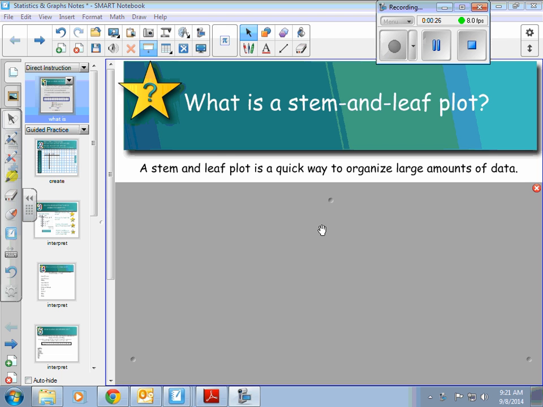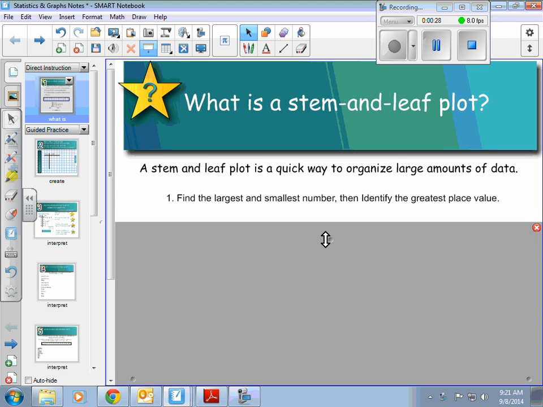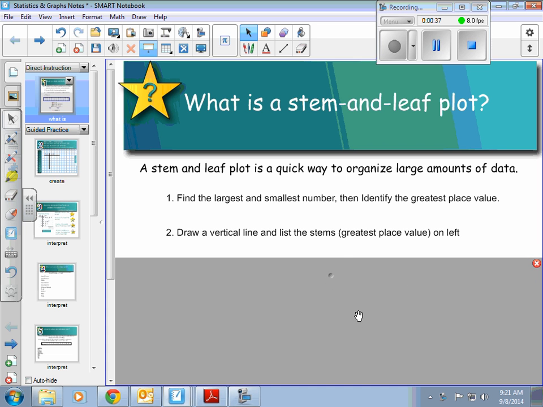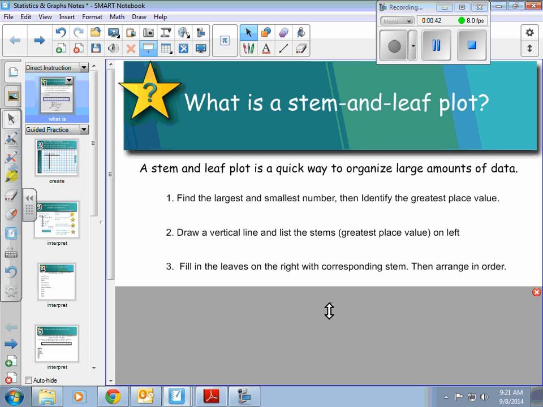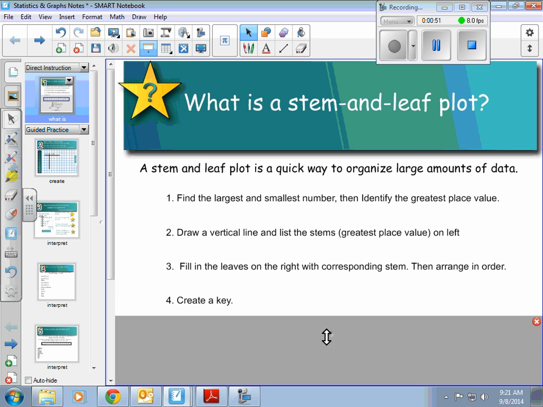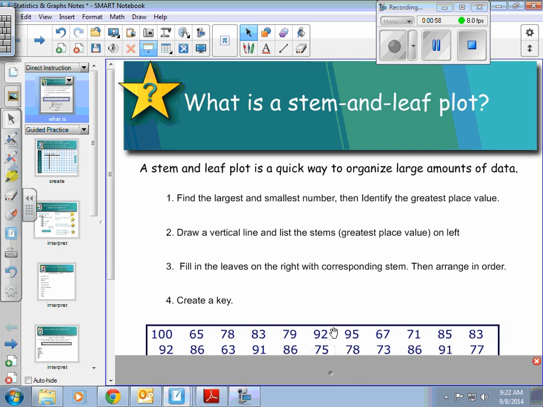So in order to do that, the first thing is to find the largest and smallest number, then identify the greatest place value. The next thing you need to do is draw a vertical line and list the stems. That's the greatest place value on the left. The third is to fill in the leaves on the right with the corresponding stem, then arrange in order. So it has to be in numerical order. And then finally, you need to make a key.